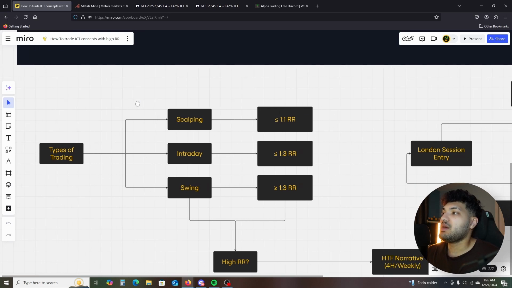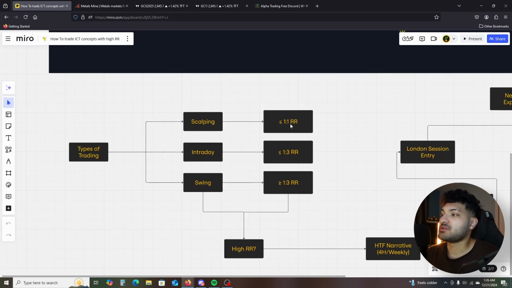And there can be variation in terms of, yes, you can go for one-to-ones on the higher time frame as well, but usually scalping is associated with quick intraday movements, etc. Not to say you can't scalp on the higher time frame. You can absolutely do that if that's what you want to do.